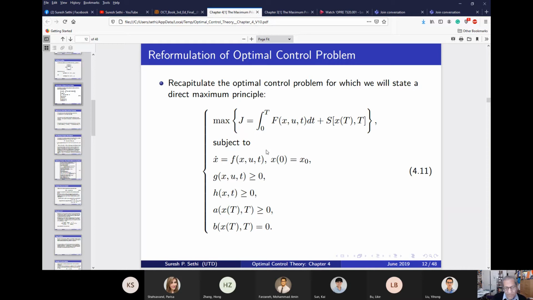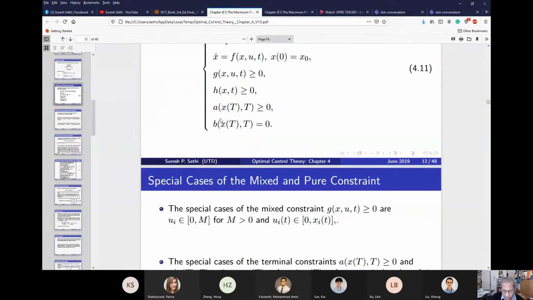So we begin with the problem. I remember we already talked about this business. We have an x dot, we have a pure constraint, and we have some terminal constraints. So this is our problem for chapter 4. This is a general enough problem for the rest of the book, and for the deterministic part of the book.